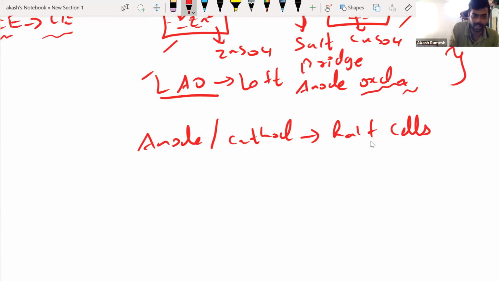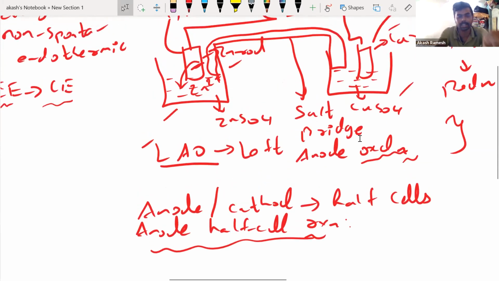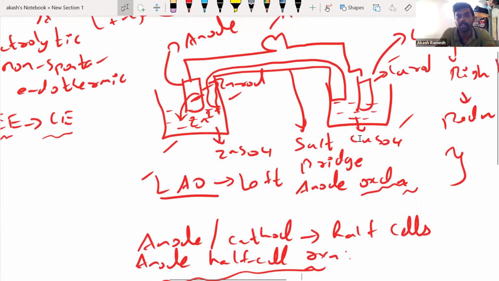Anode half cell reaction means: basically, in the anode, what reaction is going to happen? I know it is oxidation, but what exactly is the oxidation? Now you have to understand, guys. I told you that zinc in the metallic form will go into the solution as zinc 2 plus. Now, how can I form zinc 2 plus from zinc? Tell me what I have to do.